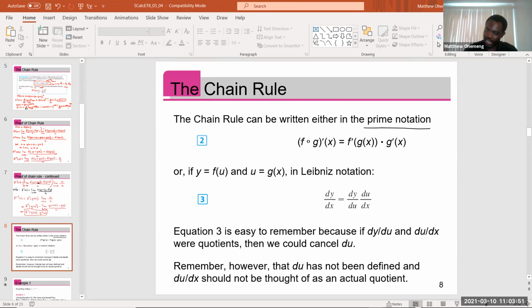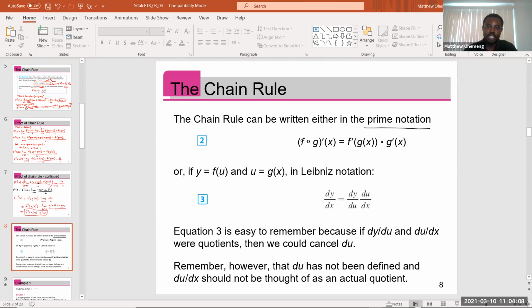Or you can use Leibniz notation. For all of these, I'll show you how we are going to apply it in an example, but I won't be using the Leibniz notation going forward. It's just for knowledge purposes. It's part of the content, so you have to know it, but you won't be using the Leibniz notation. You'll be using the prime notation for this class.